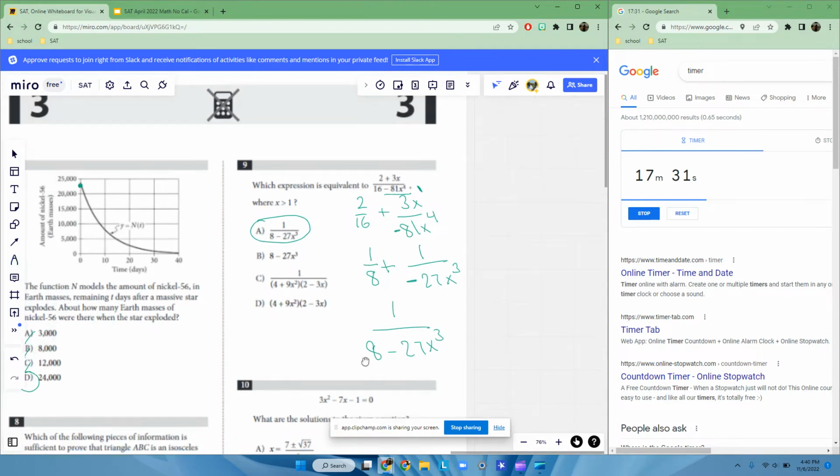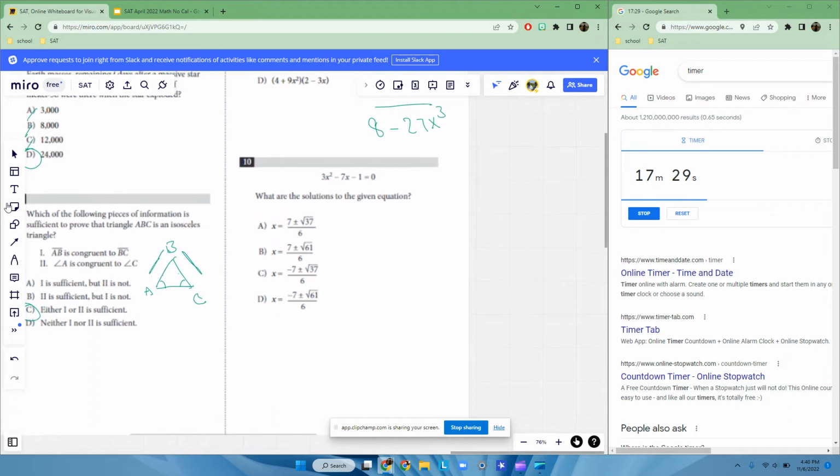Okay, next question. What are the solutions to the given equation? For this, we're going to be using the quadratic formula, which is minus b plus or minus square root of b squared minus 4ac, over 2a. So b value is 7, a value is 3, and c value is negative 1.